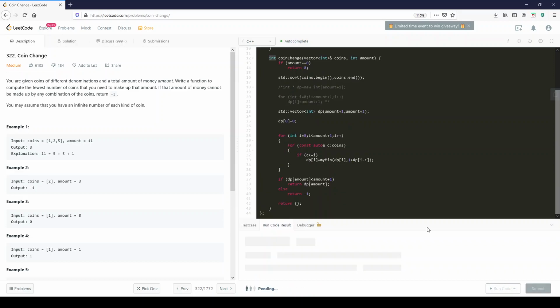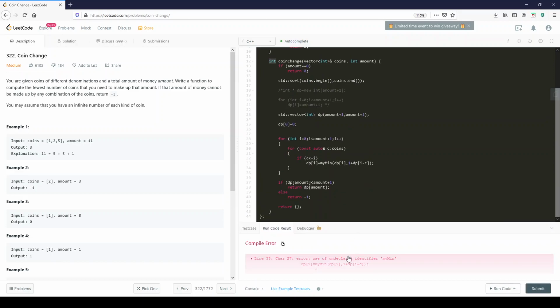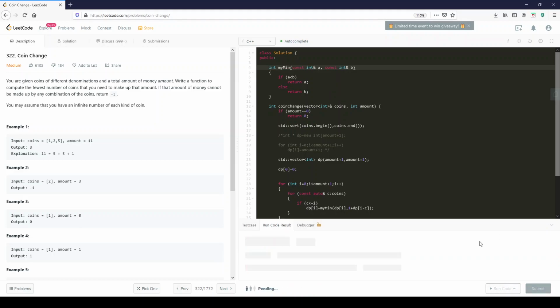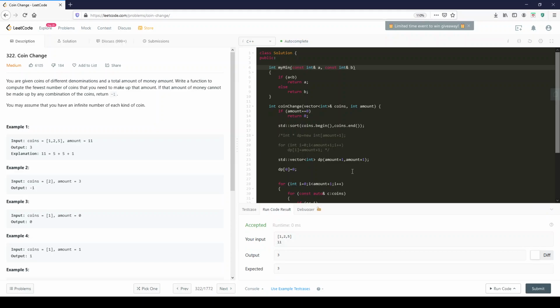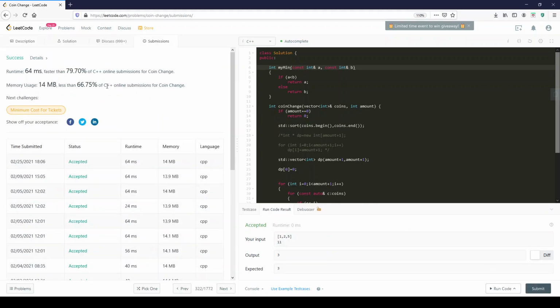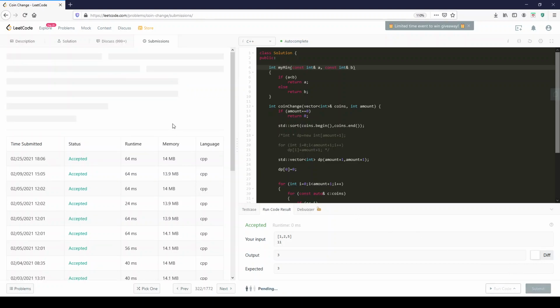Let's see what happens when we run this. Use of undeclared identifier mymin. That's line 33, dp equals mymin. Oh, sorry, I called that mymax. That should be mymin. Okay, so here we see that that worked. And here we see that that worked too. Let's run that again.